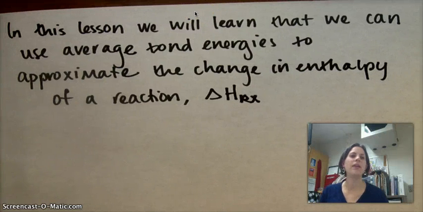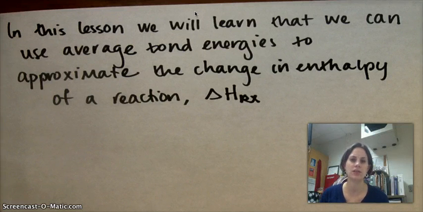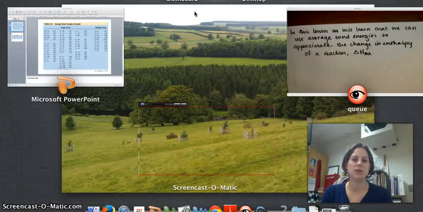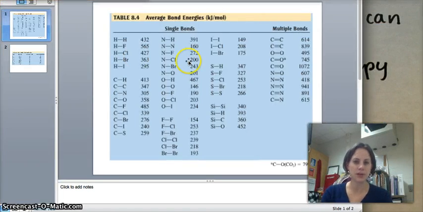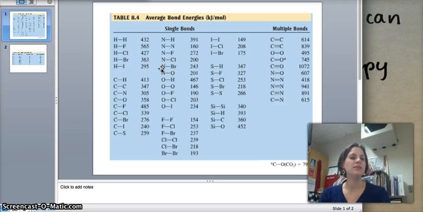Okay, hi everyone. In this lesson, we will learn that we can use average bond energies to approximate the change in enthalpy of a reaction, which is delta H of the reaction. Let's consult our textbook. In our textbook, we can find this table, which is in Chapter 8, and take a minute to study what this table is showing you.